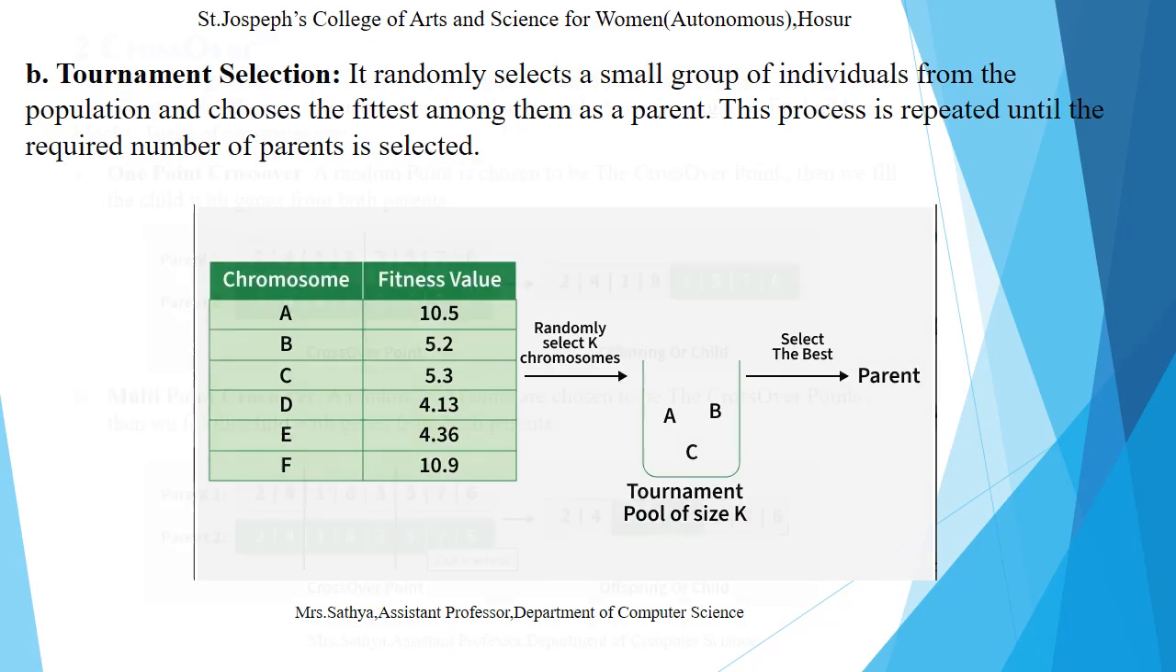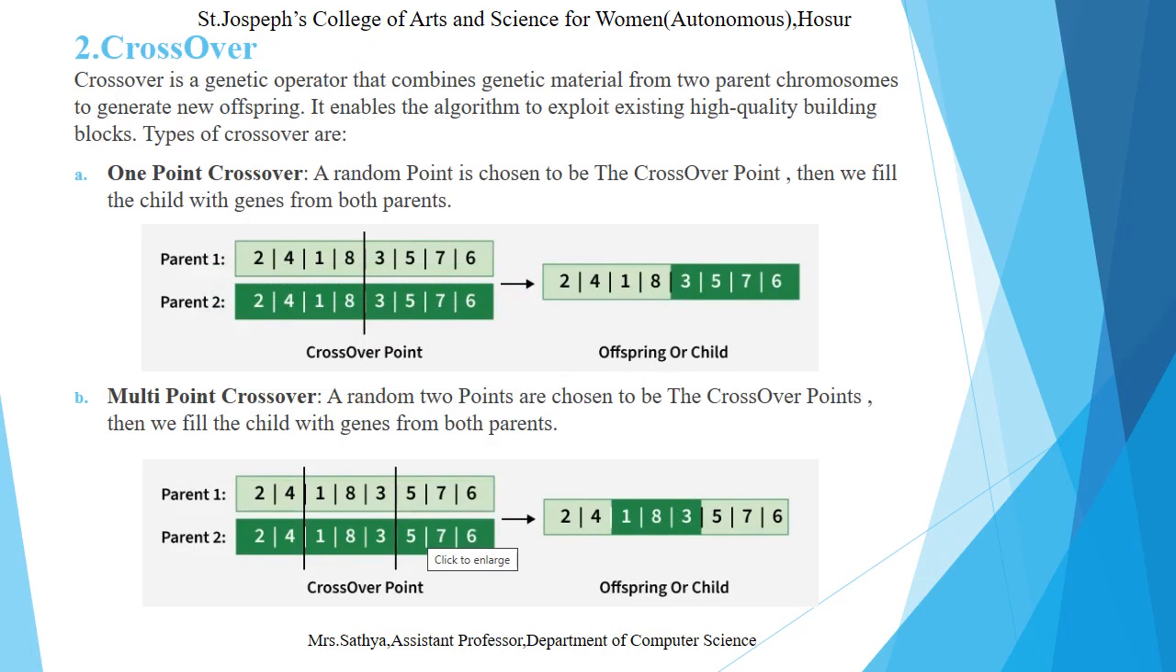Okay, so the next one: we select a random point and exchange the sequence. That means here we have parent 1 and parent 2. Parent 1 has a set of values, and parent 2 has a set of values. Combining both, we get one value, which is called an offspring or child. So this is called the one point crossover.